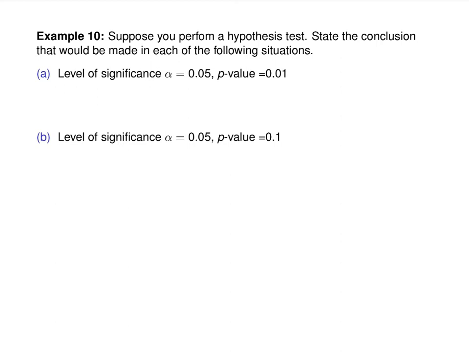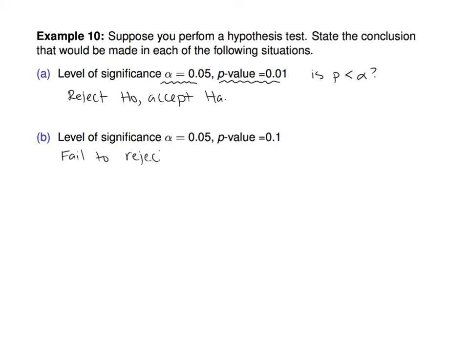So suppose you perform a hypothesis test. State the conclusion that would be made in each of the following situations. If your level of significance was alpha equals 0.05 and you had a p-value of 0.01, the question you ask yourself is, is p less than alpha? In this case, yes. So we would reject H naught and accept HA. Okay, here, is p less than alpha? No. In this case we would fail to reject H naught. Note, this does not mean H naught is true.